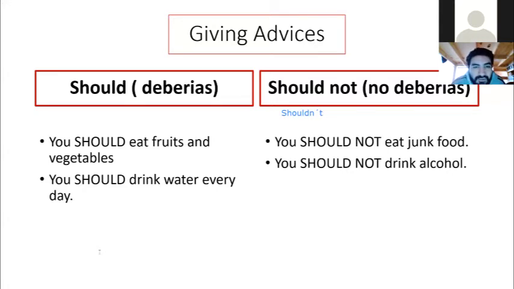En el chat me están escribiendo. You shouldn't smoke. Eso. You shouldn't smoke. Okay. What else? You should eat fruits. Excellent. Veamos si nos llegan más ejemplos. So, congratulations, Vicente and Nicolás. Can you give me more examples? Rafael López: You should sleep early. Excellent.